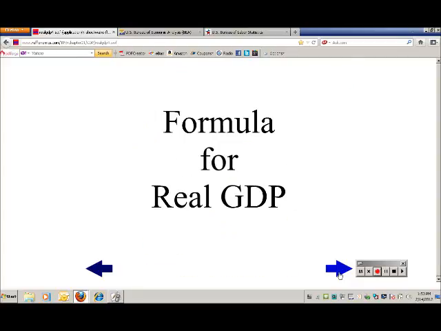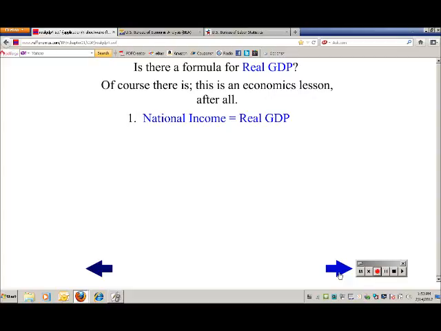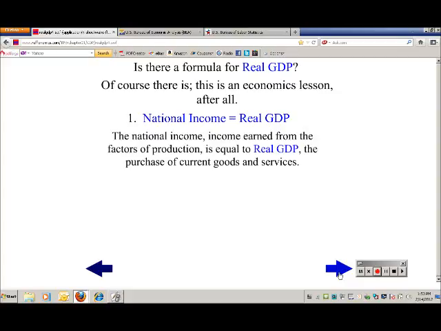Right? What's the formula for real GDP? We've been talking about what GDP is, and we talked about how real GDP is important in the calculation. Well, this is economics, so guess what? You're going to have a formula. Number one, national income equals real GDP. National income is income earned from the factors of production. It is equal to real GDP, the purchase of current goods and services.